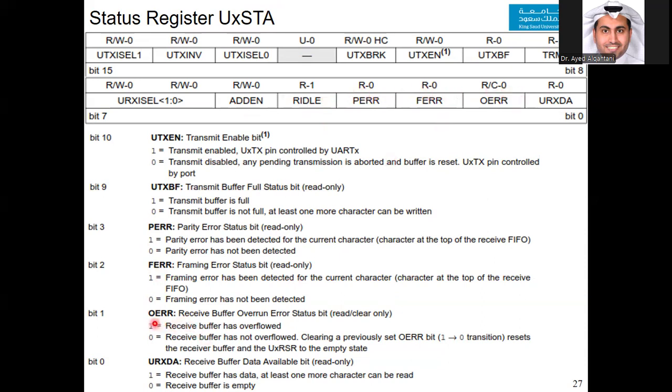If it is 1, then there is actually a problem, or there is an error. On top of that, we have the UART receiver buffer data available bit. This is read only. If it is 0, it means the receiver buffer is empty. There is nothing there. You are not receiving anything. If it is 1, it means the receiver buffer has data. At least one more character can be read. So there is something that you need to receive. You check this bit and it's 1. Oh, there is something that you are receiving.